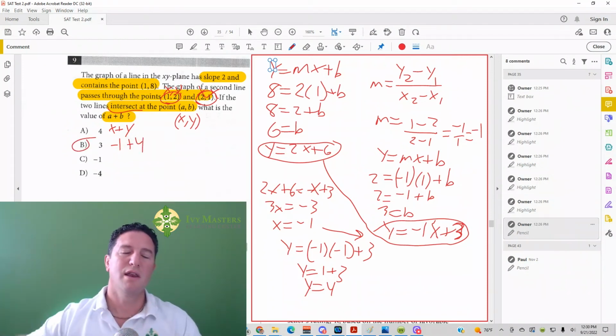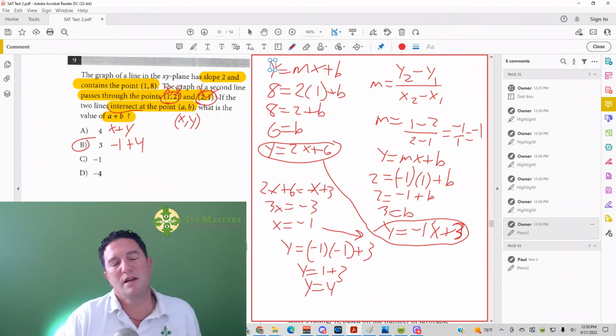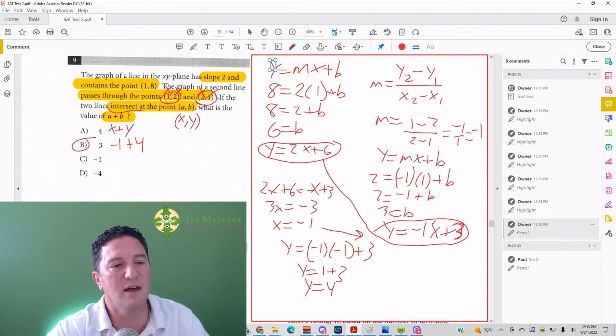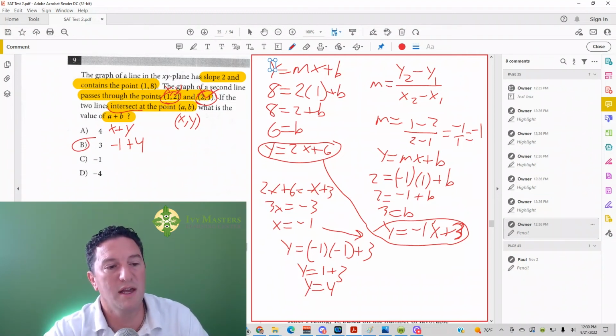3 is my answer. Now, anytime it's asking you for, in this case, the value of a plus b, which is the value of x plus y, typically they'll have the value of x as an answer choice, and they'll have the value of y as an answer choice. So the correct answer is probably going to be the sum of 2 other answer choices. If we look at a and b, 4 plus 3, 7 is not there. If we look at a and c, 4 plus negative 1 is 3, which is there, and that's your correct answer. If we look at 4 and negative 4, 0 is not there. If we look at 3 and negative 1, 2 is not there. If we look at 3 and negative 4, negative 1 is there. If we look at negative 1 and negative 4, negative 5 is not there.